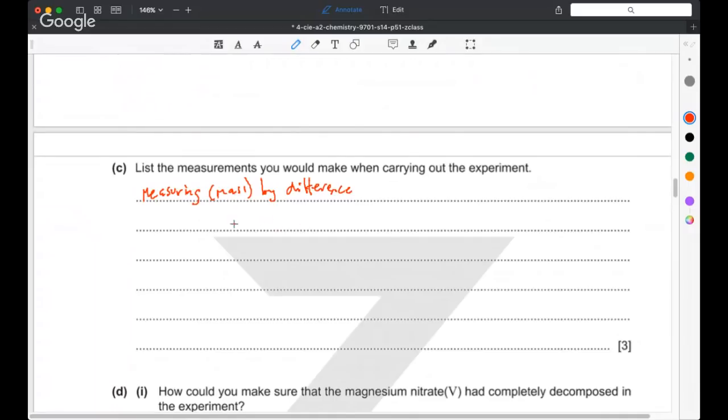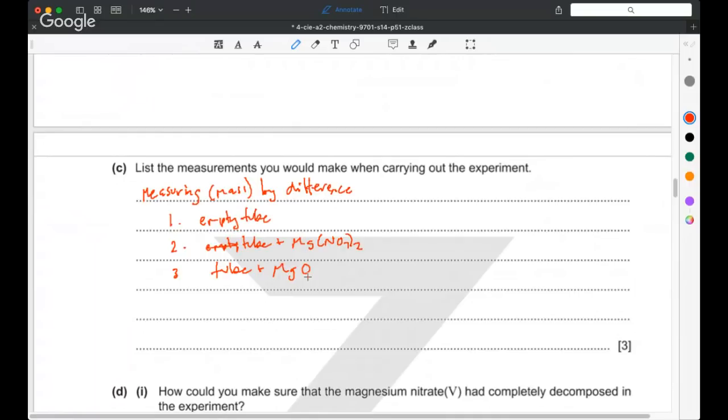But with respect to the tube where the magnesium nitrate is that you're heating, the first measurement you're going to make is the tube with nothing in it. All right? So, empty tube. The next measurement you're going to do is the empty tube plus magnesium nitrate. Well, I can just call it a tube at that point, can't I? Because it's no longer empty. And the third one is going to be the tube with what's left over at the end of the experiment, which is the magnesium oxide.